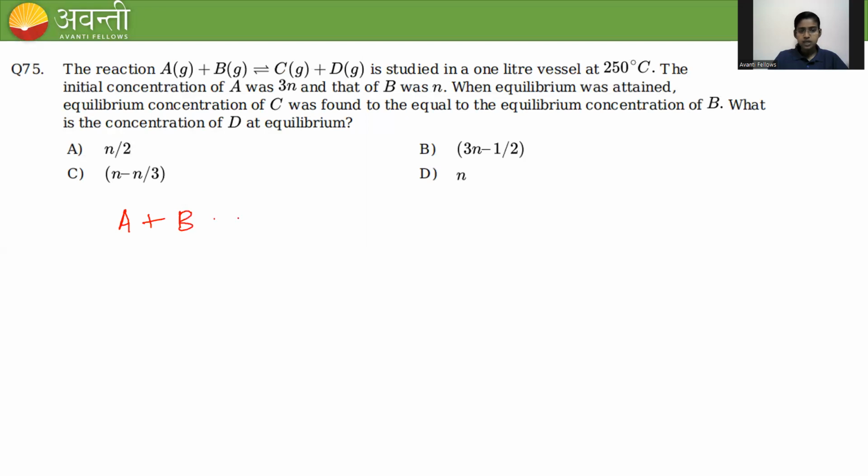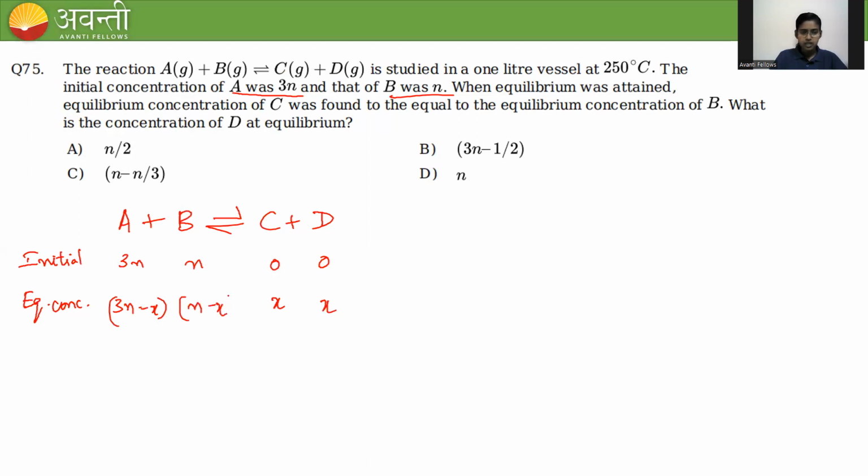So A plus B is in equilibrium with C plus D. Initially, A was 3N and B was N. C and D would not have been formed. Now at equilibrium, X moles have reacted to produce X moles of C and D. So the remaining will be 3N minus X for A and N minus X for B at equilibrium.